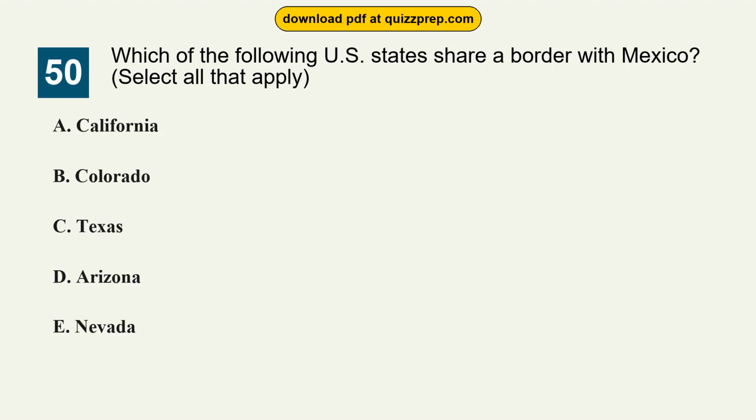Question 50. Which of the following U.S. states share a border with Mexico? Option A, California. Option B, Colorado. Option C, Texas.